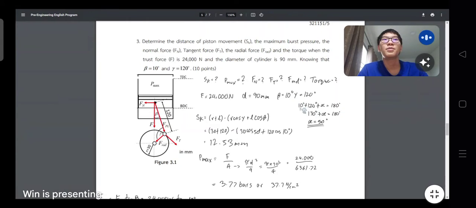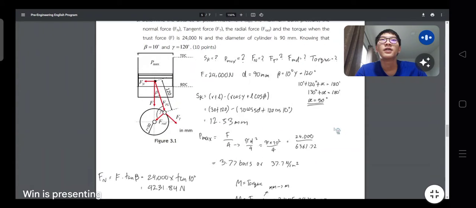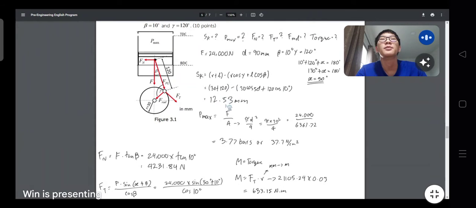So 10 plus 120 plus alpha will be equal to 180. Put those numbers together, which is 130, and we can find how much more we need till we get 180, which is 50 degrees. Now we will put it all in the formula. Sk is equal to RL over R plus L, minus R cos alpha plus L cos beta. Put the numbers together and we will get 12.53 millimeters.